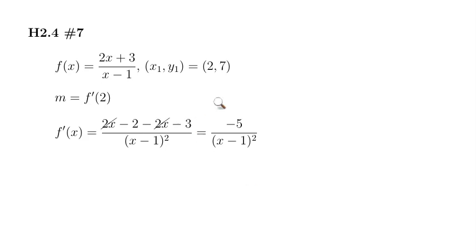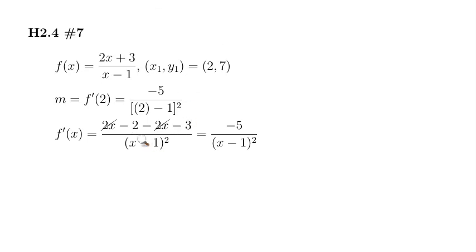So all you have to do is plug in x equals 2. The numerator is negative 5, and in the denominator we plug in 2 for x and then square that. You can see that 2 minus 1 is 1, and 1 squared is 1, so this gives you negative 5.